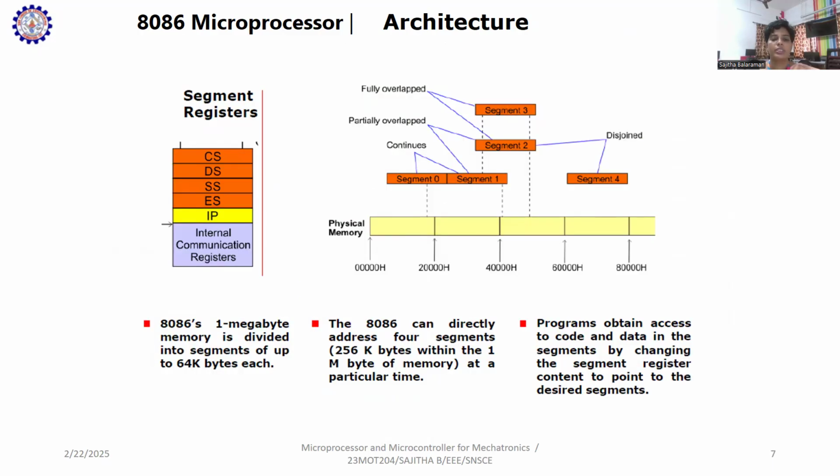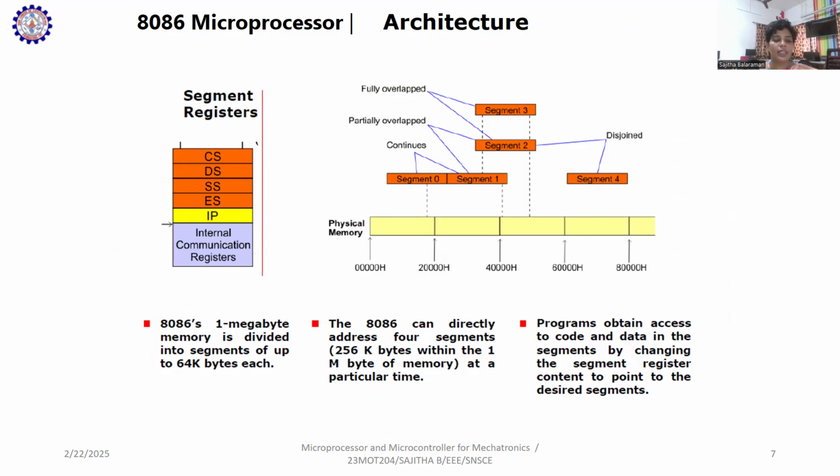Now coming to the segment registers. Before moving into the segment registers in depth, let us see memory segmentation. Generally, the memory segments are classified into five segments: segment 0, segment 1, segment 2, segment 3, and segment 4. Segments 0 and 1 are said to be contiguous, segments 1 and 2 are partially overlapped, segments 2 and 3 are fully overlapped, while segments 2 and 4 are completely disjoint.